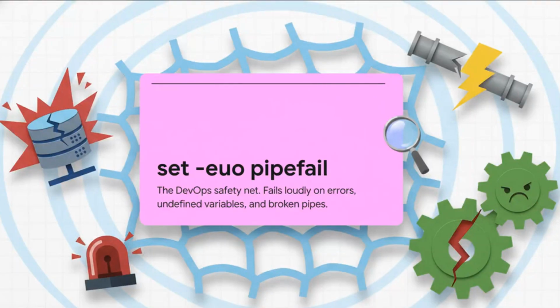So the crucial point here is setting up your safety net. By adding set -euo pipefail right at the top of your file, you're enforcing some very strict rules. Without this, a failing script will just quietly keep going and do the wrong thing instead of failing loudly. And let me tell you, a script that silently continues after, say, a database connection fails, that is a DevOps nightmare. We want our scripts to fail loudly and immediately.